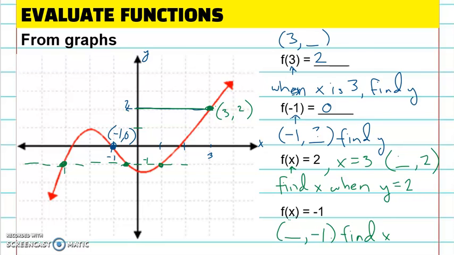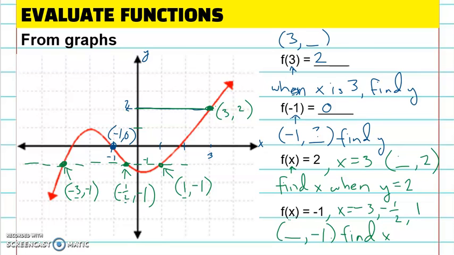There's 3 different places. Okay, so this one, the ordered pair is (-3, -1). This one is (-1/2, -1). And then we have this one, which is (1, -1). All of those x values are true when y is -1. So we're going to list all of them. So x could be -3, x could be -1/2, x could be 1. And it's all of them. It's all 3 of those.